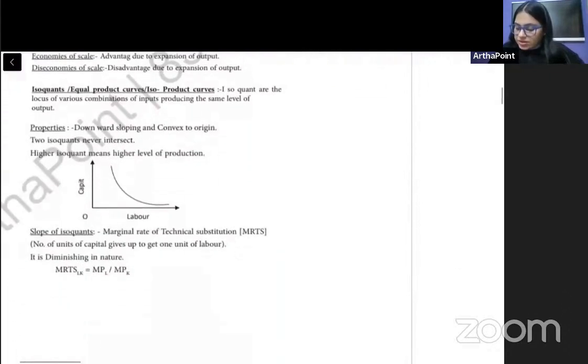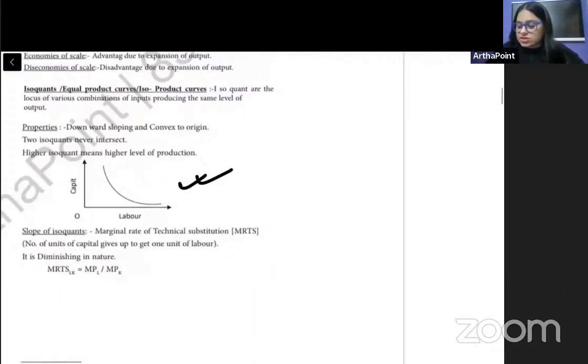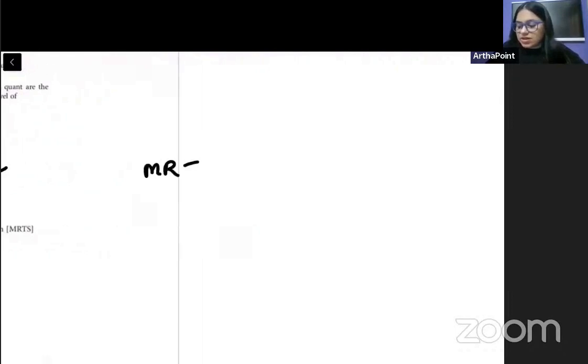Okay. Then we know what an isoquant is. The slope of the isoquant is the MRTS. This is nothing but MPL by MPK, right?